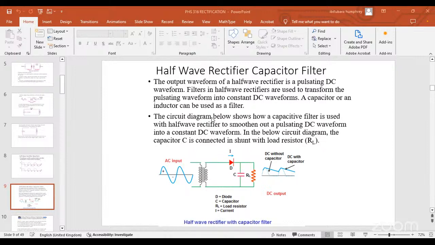So the circuit diagram below shows how a capacitor filter is used with a half-wave rectifier to smoothen out a pulsating DC waveform into a constant DC waveform. Now, if you look at the diagram here by the left and by the right, you see DC without capacitor and DC with capacitor.